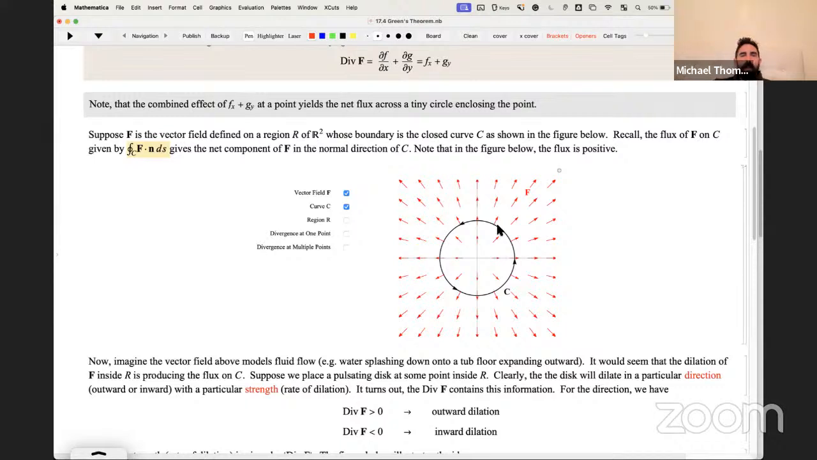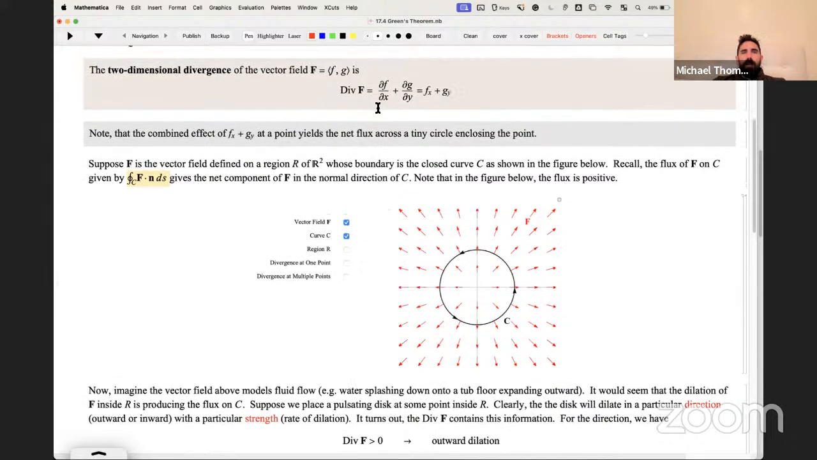So flux is basically a measure of how much the vector field passes through the curve at kind of a right angle. And we define a positive flux as passing through in the outward direction. So it looks like as I move around this vector field in this counterclockwise direction, the vector field is always pointing in the outward direction. So I'm only seeing positive contributions to the flux. So if I add up all of those positive contributions, clearly the flux is still going to be positive.